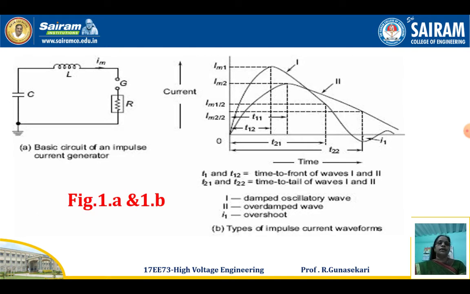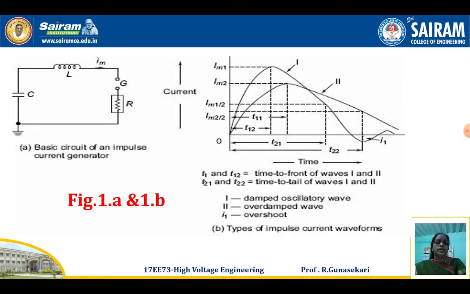You see in the figure, the tail of waveforms is 2-1. Up to the maximum value is the front time of the impulse current waveform. After the maximum is the tail time of the impulse current waveform. Now you see 0, and the current is Im2 by 2, Im1 by 2, Im1, Im2. So two waveforms are there, 1 and 2, of the impulse current waveform.